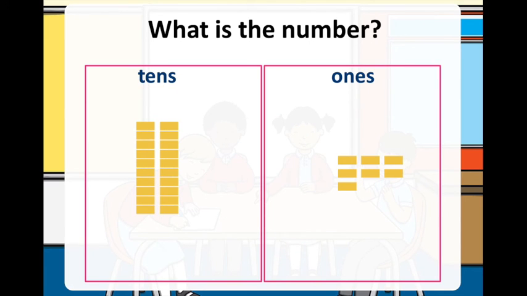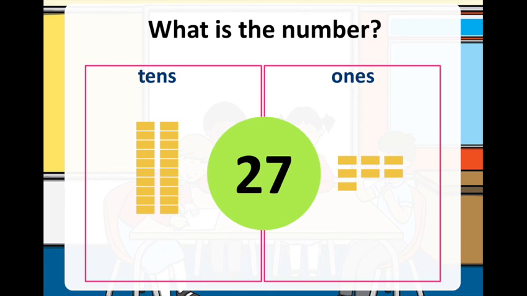Let's try another one. Here we have how many groups of 10? Let's count. 10, 20, which means we have two groups of 10. So here we have 20. Now let us count the extra ones. 21, 22, 23, 24, 25, 26, 27. So if you've guessed that this number is 27, amazing! You are a star.